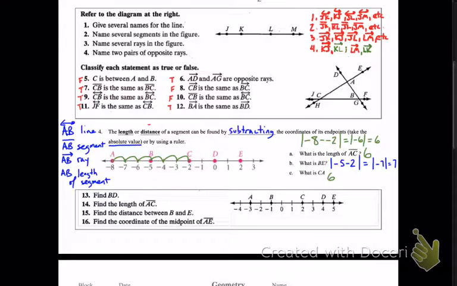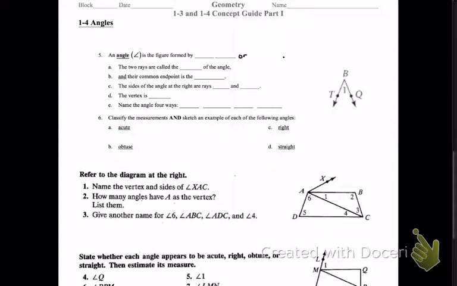All right? See if you can answer numbers 13 through 16. Here are the answers. I hope you did well. All right, we'll talk about whichever things you had questions about there in class.